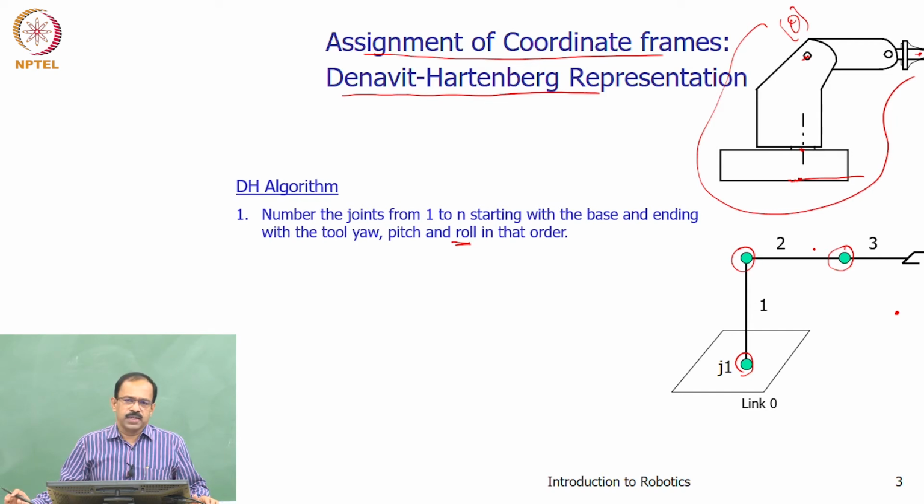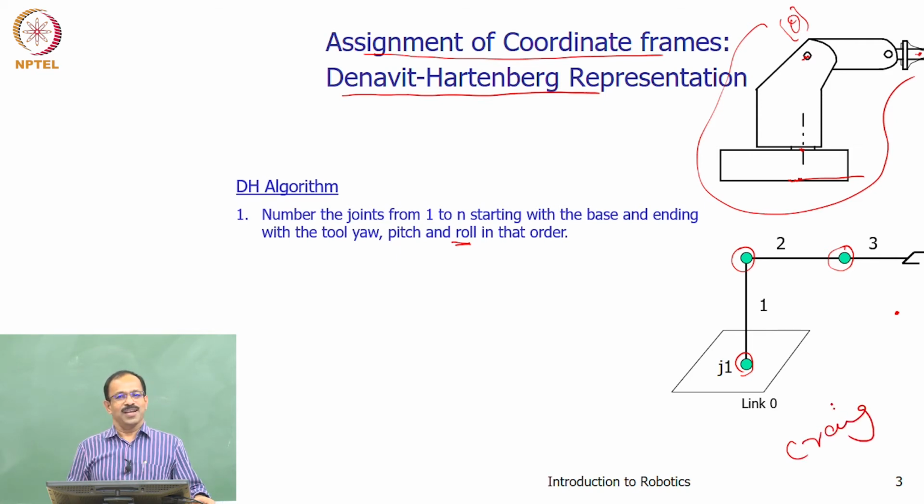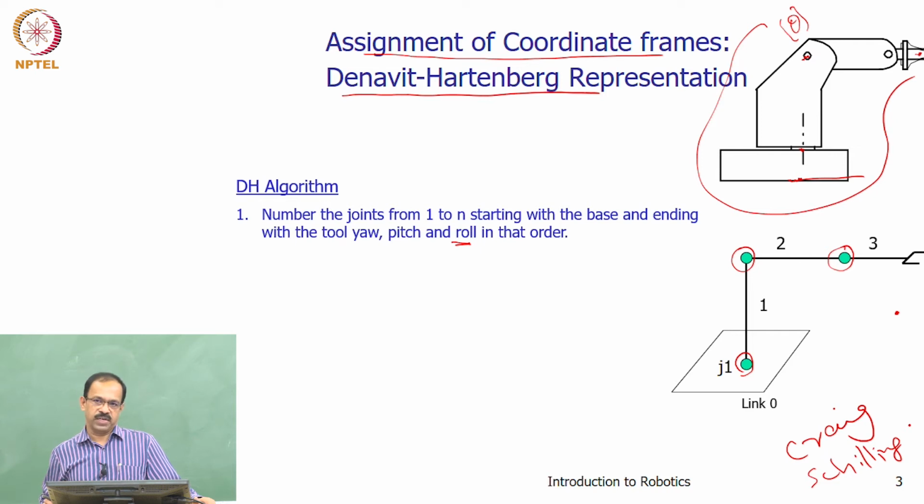Now, see, robotic researchers follow different styles. Someone puts this as link 1 and then puts that as link 2. So, if you are following a particular convention, you can keep following that. Finally, the results will be the same, whatever link numbering you are taking. For example, if you refer to Craig's book, or you refer to Schilling, there will be some difference in the way the coordinate frames are assigned and the numbering is done.